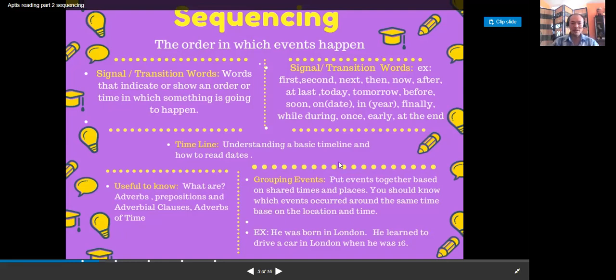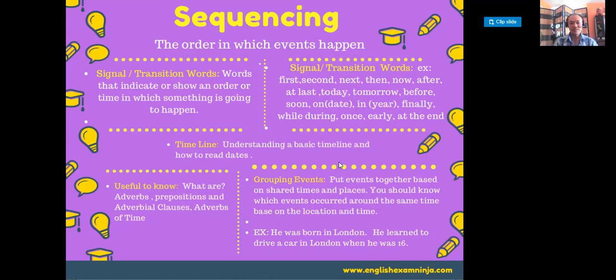Then we have the timeline, understanding a basic timeline and how to read dates. This is particularly useful when we talk about history or other social issues. It is useful to know what are adverbs, prepositions, and adverbial clauses, or even adverbs of time. Do you still remember them way back with our English grammar classes? So it helps if you will do a little review on what they are and how they work in a particular text.